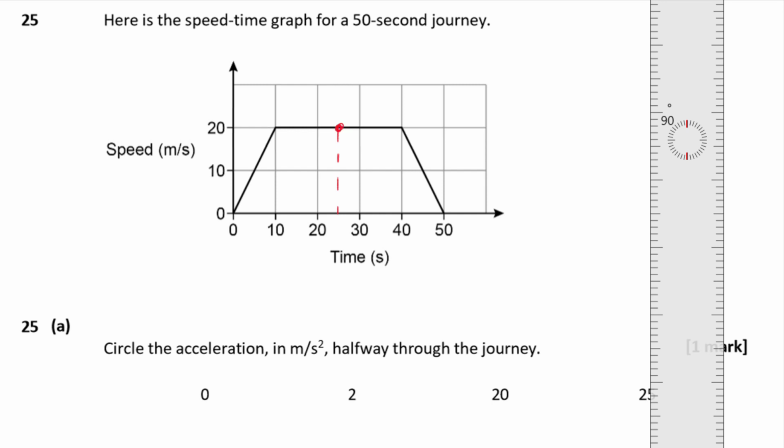Okay, well, acceleration on a speed time graph is given by the gradient, and the gradient here is pretty darn flat. So this is going to have an acceleration of 0 in this current section. It's not accelerating at all. The speed is constant. So acceleration is the rate of change of the speed, and the speed is not changing, so there is no acceleration, so the acceleration is 0.